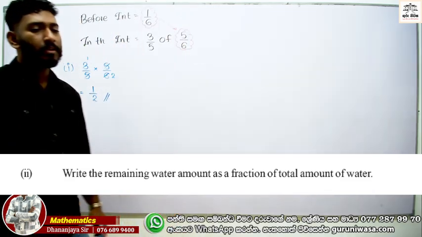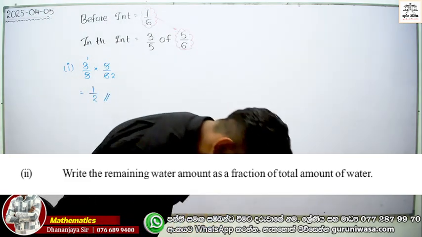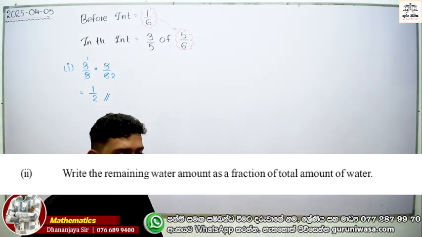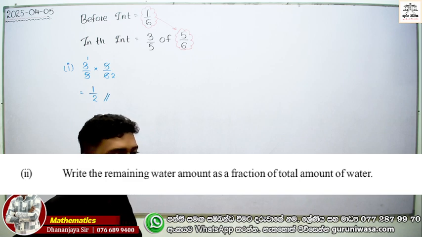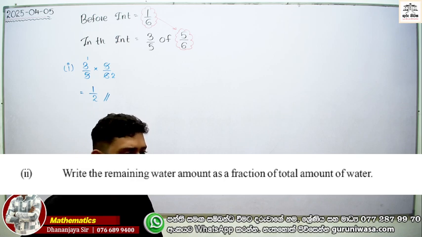Second one. Write the remaining water amount as a fraction of total number of water. අදම උත්තරේ. Hurry up. Very good, Benuri. මේකට සුසේ දාන්න පුතේ හැමෝම. Write the remaining water amount as a fraction of the total amount of water. ඉතුරු කීයද? 2 over 6. බලමු.